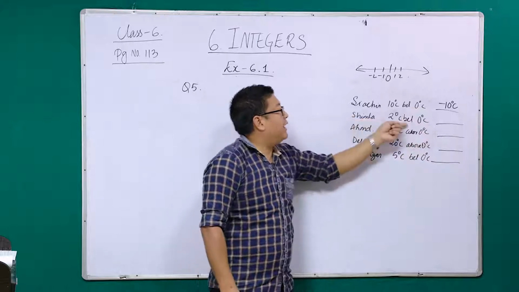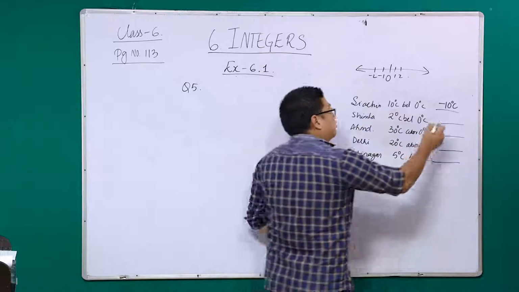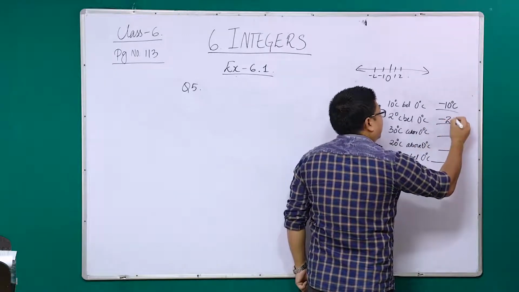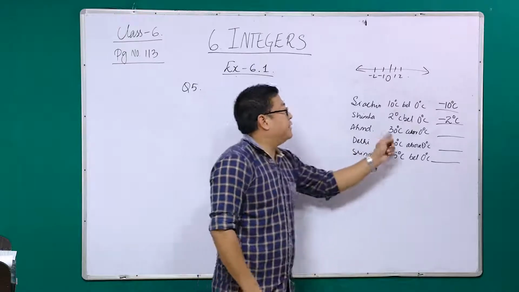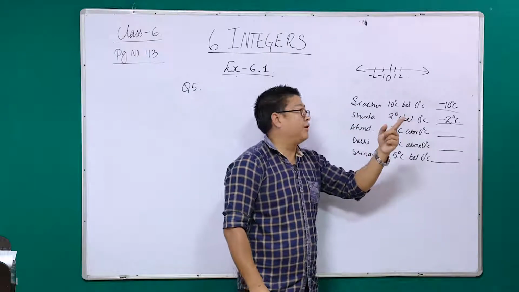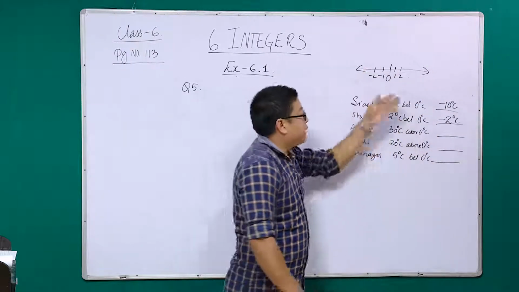Similarly for Shimla, it is still below 0 degree. 2 degrees Celsius below means you'll put a -2 degrees Celsius. Ahmedabad, 30 degrees Celsius above 0 degree. Above means you have to move to the right. If you move to the right, the number becomes positive.